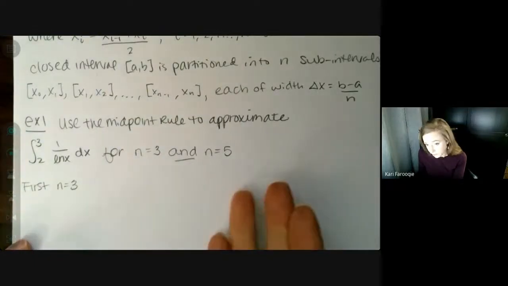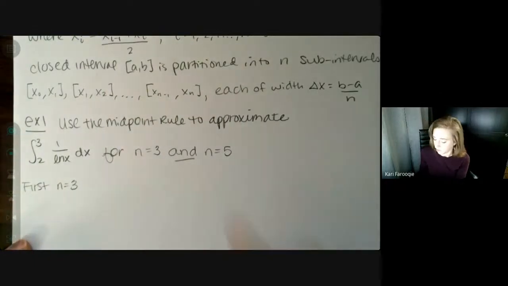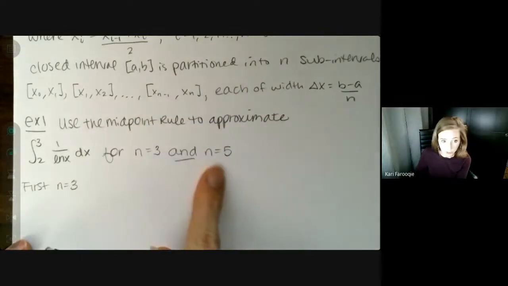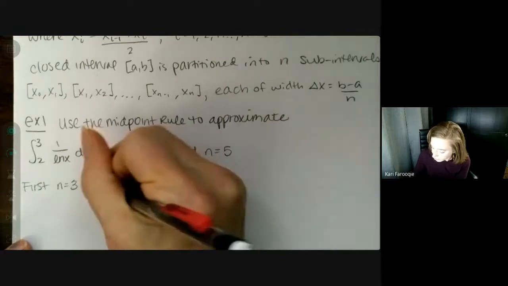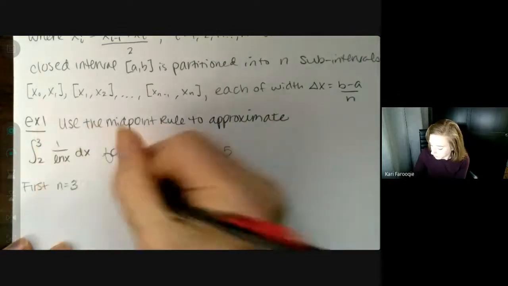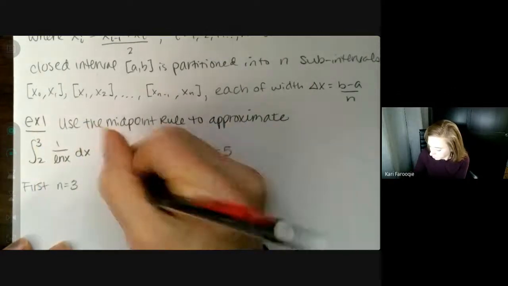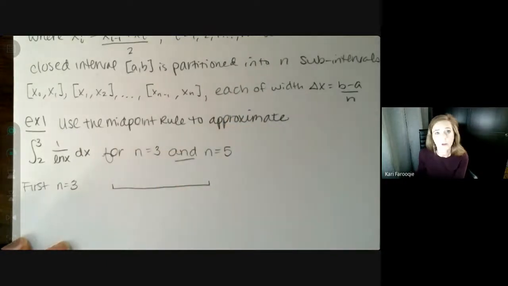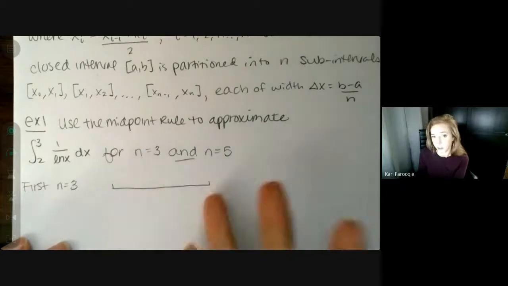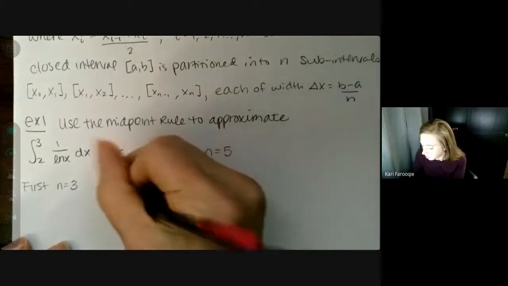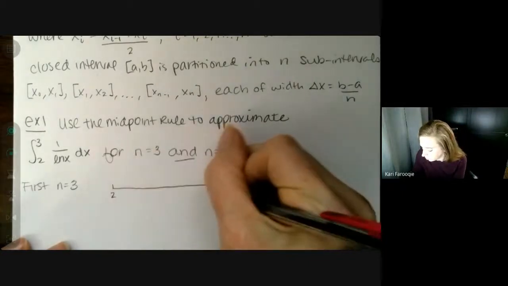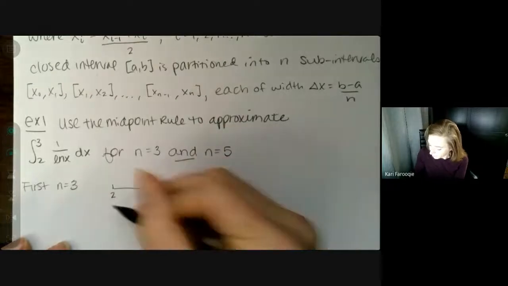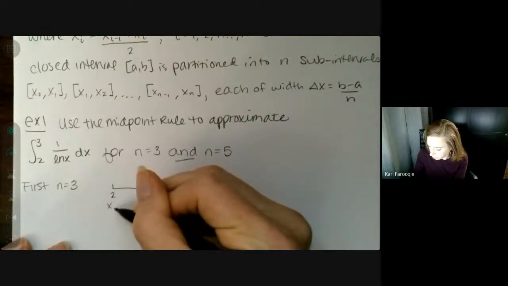What I like to do is, since I know I'm going to be splitting this up into these little subintervals, first 3 of them and then 5 of them, I kind of just like to go from A to B and just visualize what's happening in between. I'm not going to be graphing this function. I'm just going to be thinking about what's happening on the x-axis of the function. So if I'm going from 2 to 3, then 2 is going to be my value for x sub naught.